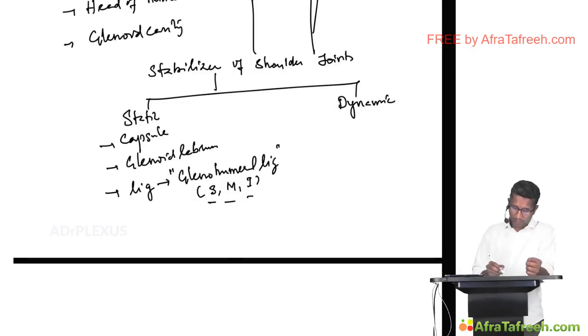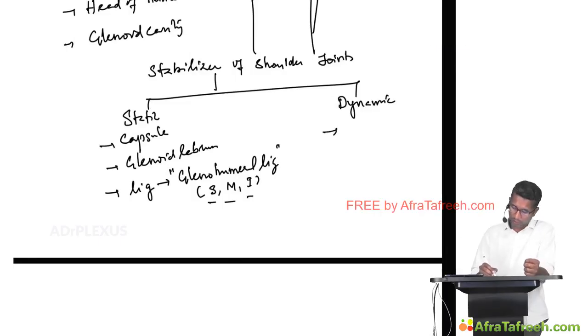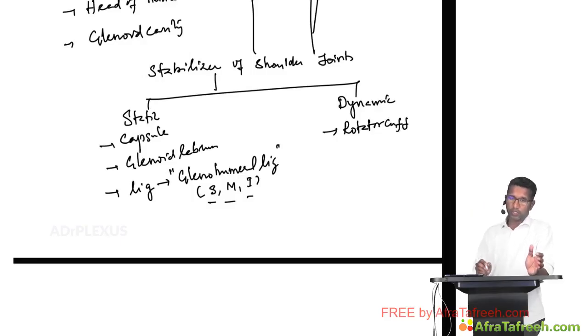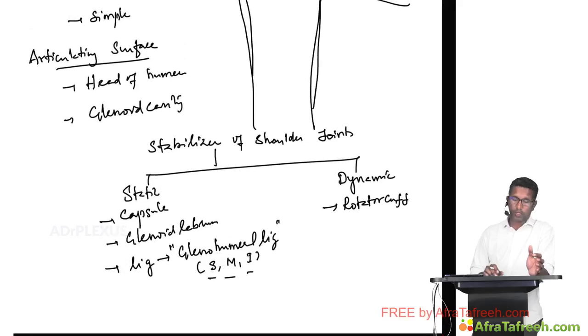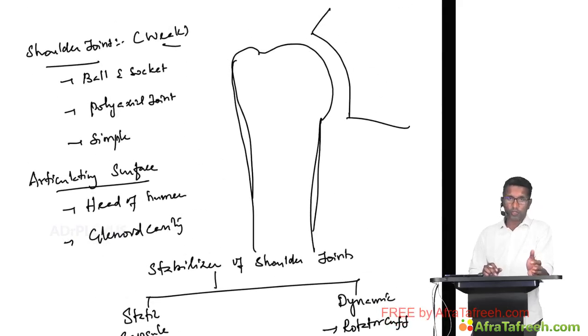The dynamic stabilizers are the rotator cuff muscles. The rotator cuff muscles give dynamic stabilization. So these are all the structures which stabilize the shoulder joint.